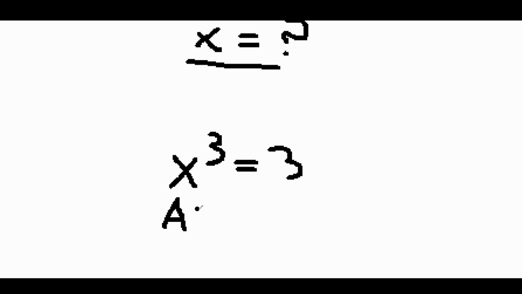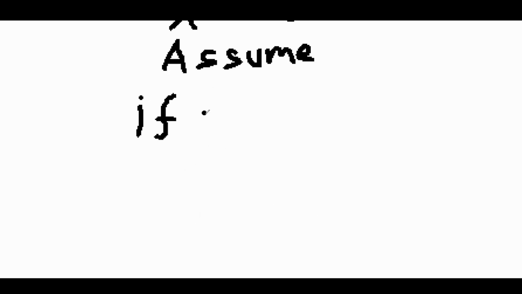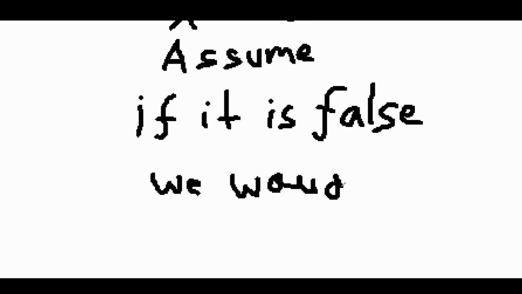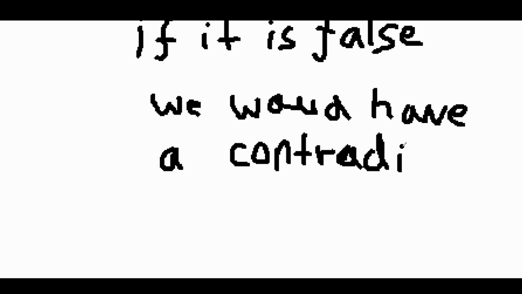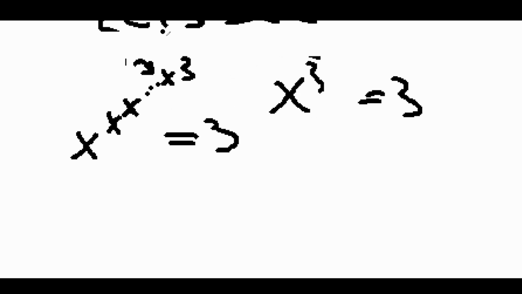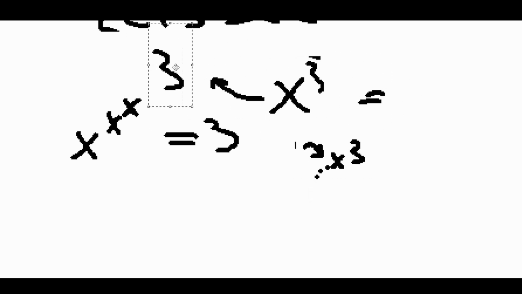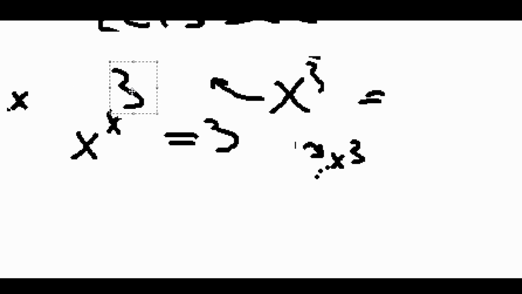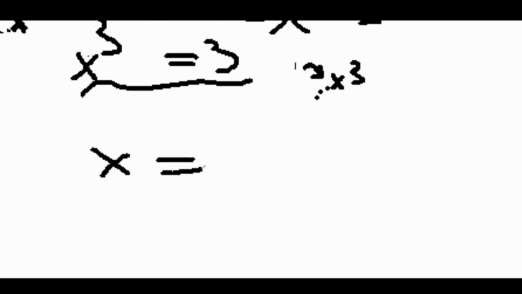Well, let's start by assuming that x cube equals 3. Because if it is false, we will have some contradiction later on. So let's see. Let's take our equation, which is a lot of x's, and now taking this equation that we've assumed, we can see that the last term is 3, and once again this entire thing just keeps cascading down until we have our condition that x cube equals 3. So x must be the cube root of 3.